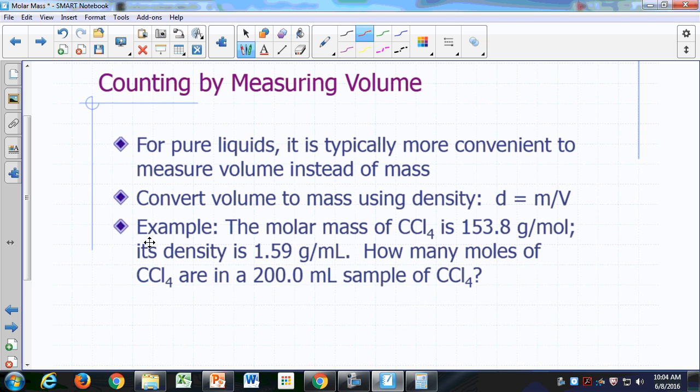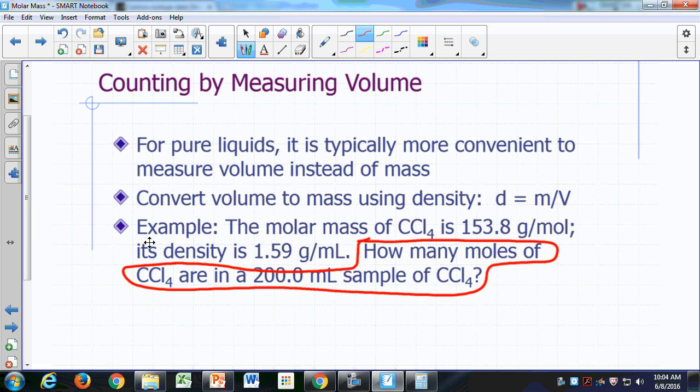All right, so what if I asked you how many moles of carbon tetrachloride are in a 200 milliliter sample of carbon tetrachloride? You'll notice I'm giving you the volume instead of the mass. And the reason for that is carbon tetrachloride is a liquid. And when dealing with liquids in the lab, it's preferable to just measure their volumes rather than weigh them. For pure liquids in particular, you can easily convert volume to mass using the density of the liquid, which would be known. It's something you can look up.